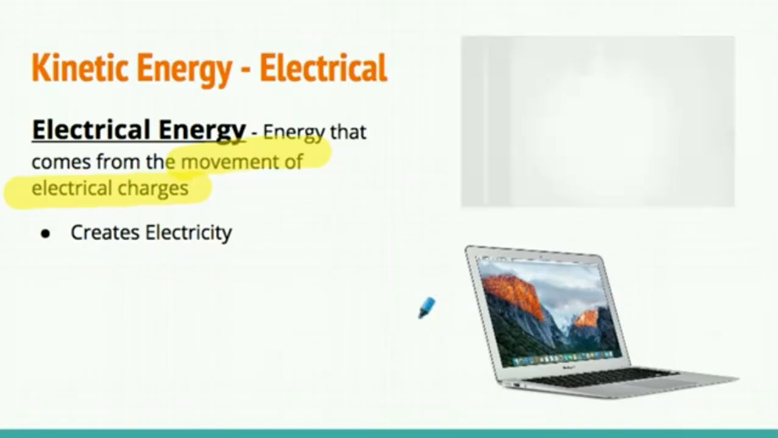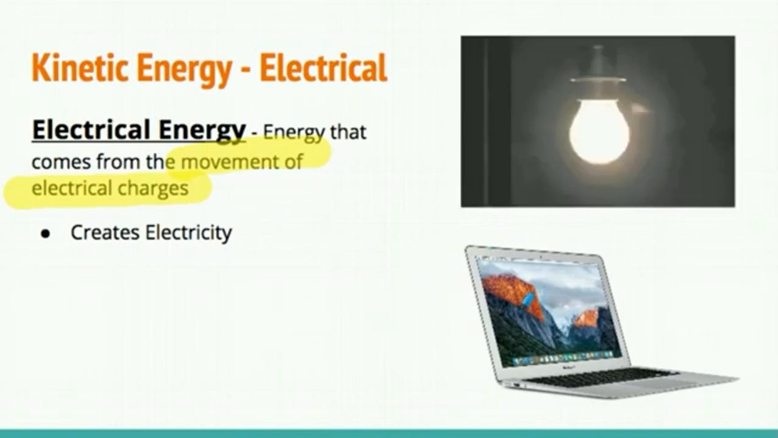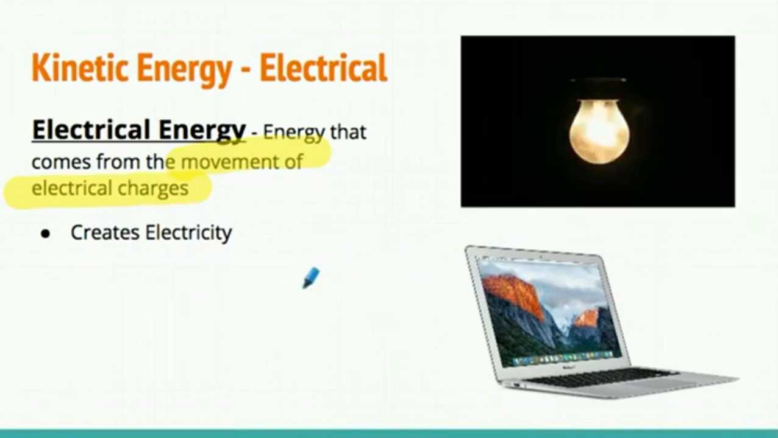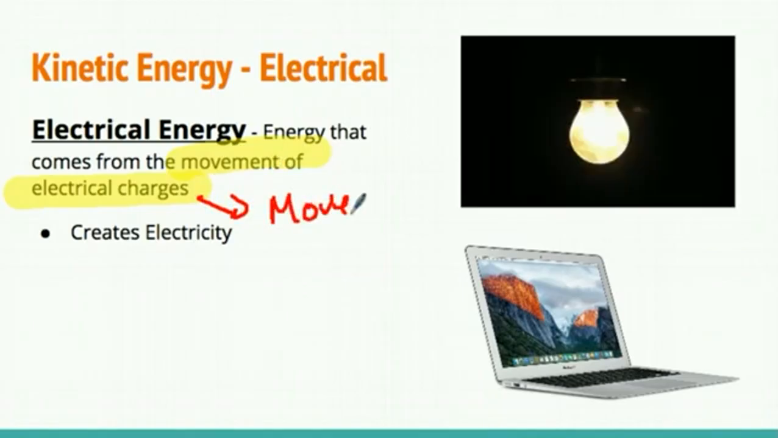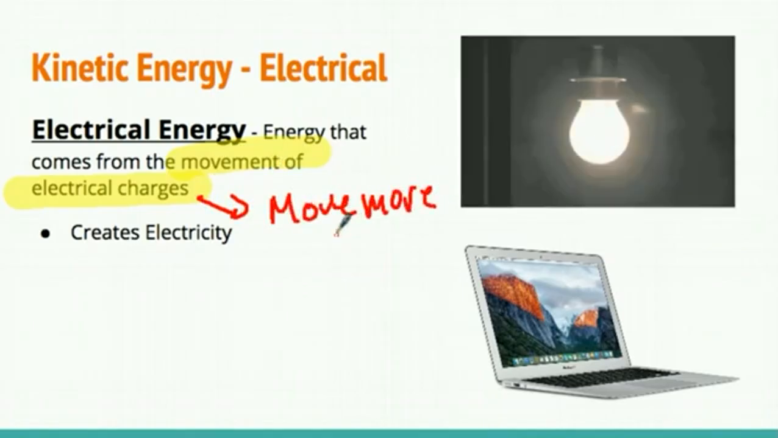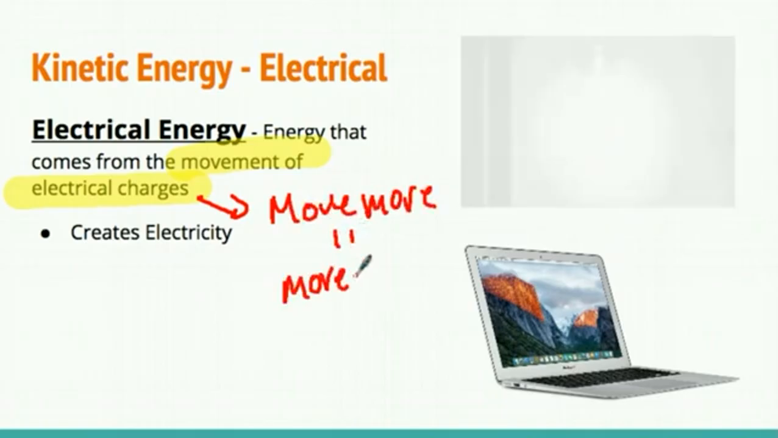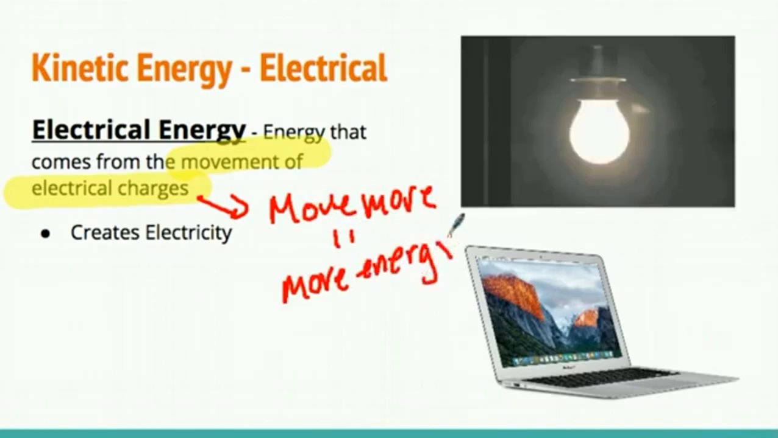So a lot of times chemical energy and electrical energy will be together in a sense, because in order for you to have electrical energy, a lot of that power source comes from the potential energy of chemical energy. But in order for you to have more electrical energy, and I didn't really write this down, if these move more, you get more energy. So it's all about the movement of what we call electrons.